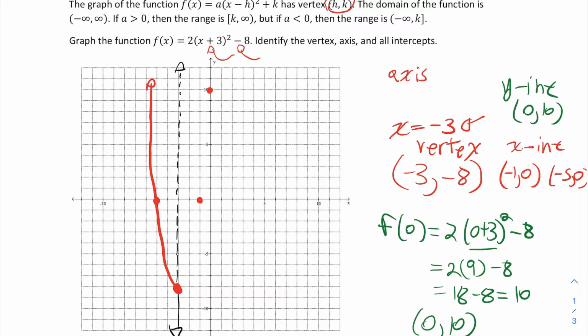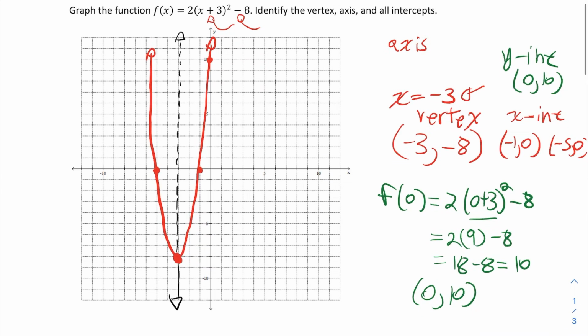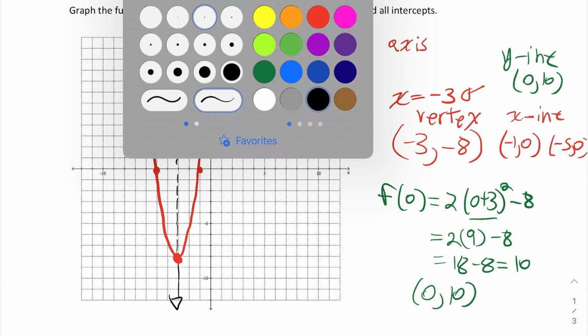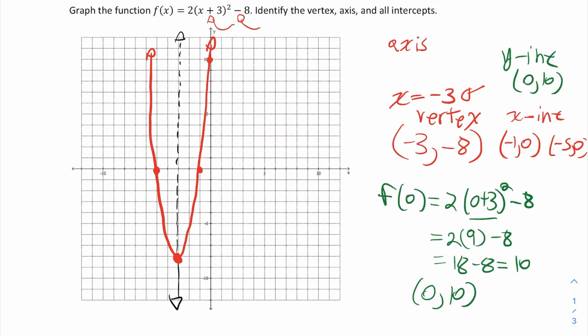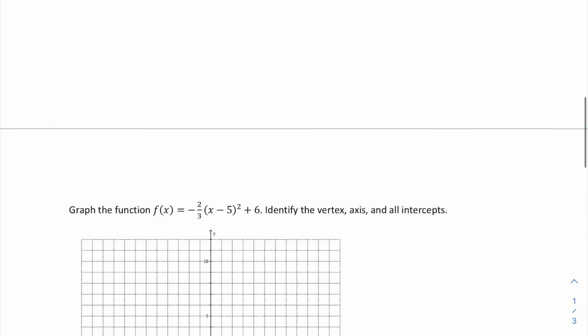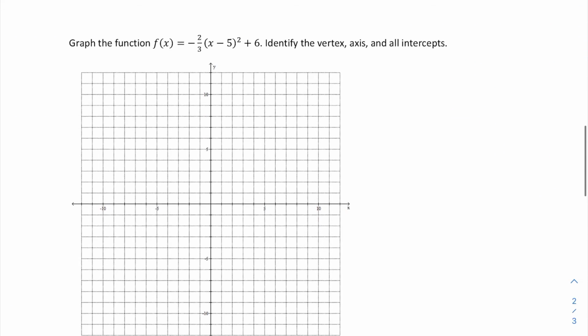As you can see in this graph, the point negative 3, negative 8 serves as the lowest point on the graph. So negative 8 is the minimum. Let's look at one more. So let's take a look at this one.